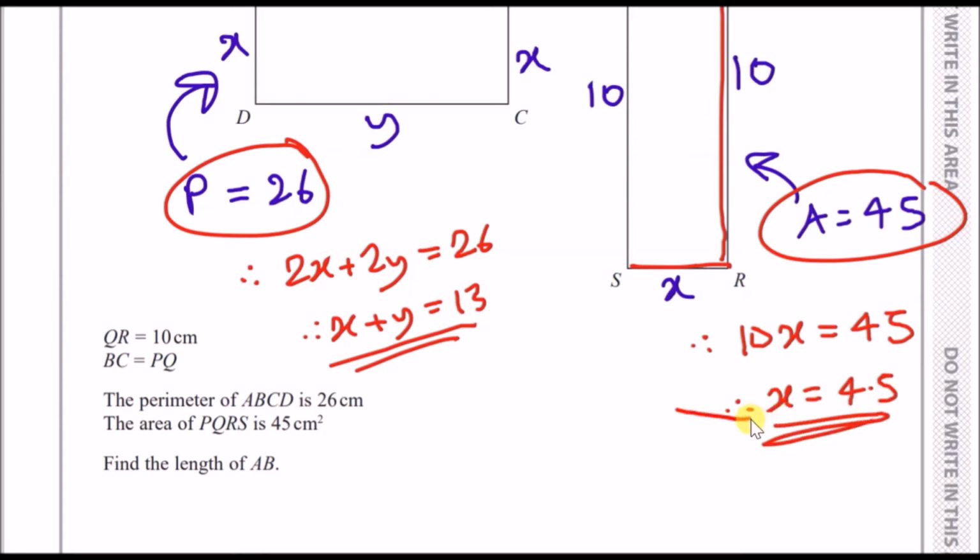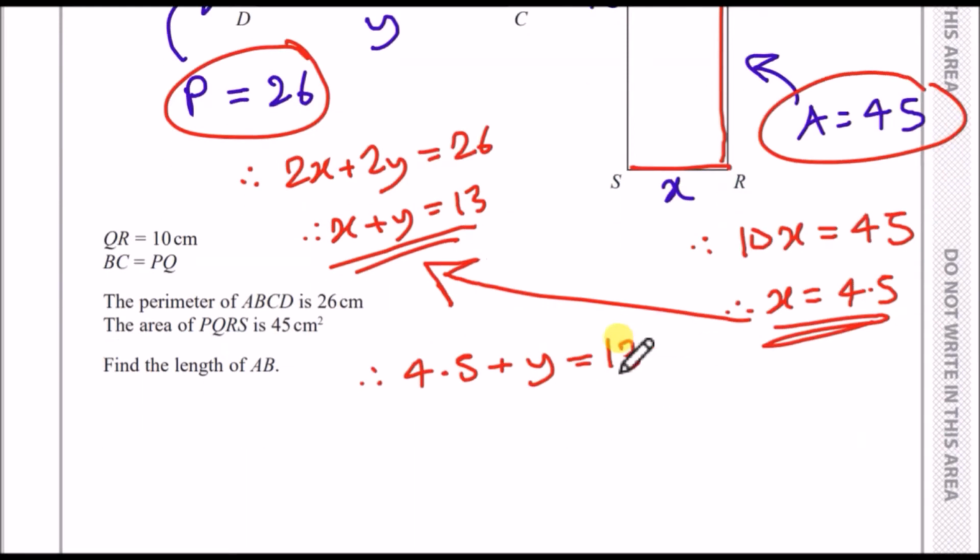And by the way, we're trying to find the length AB, yeah? So we just have to find the value of y. So plug in 4.5 to the first equation, rearrange to find y. Well, 13 take away 4 is 9. Take away another 0.5, you get 8.5. That's it. Done.